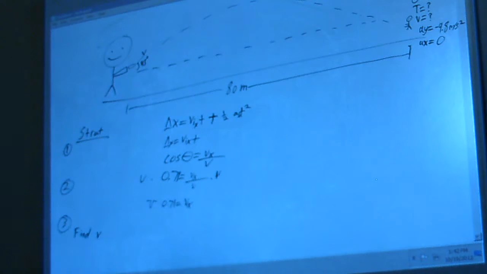So what do we do next? Look at your notes. Don't you have any clue how we solved the last problem? Sine theta equals Vy over V. So we found cosine theta equals Vx over V, and then we found sine theta equals Vy over V.